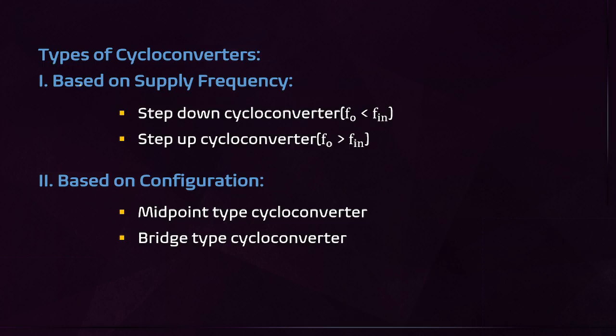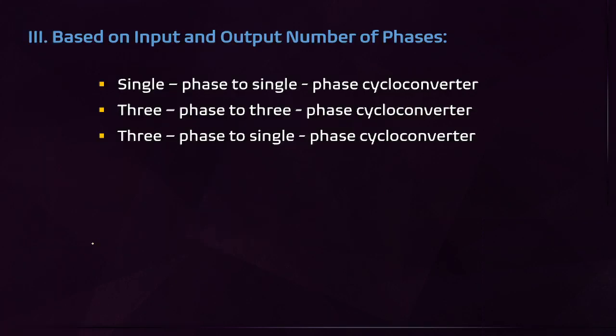Then what are the types of cycloconverters? Based on supply frequency, the cycloconverters are step down cycloconverter and step up cycloconverter. In a step down cycloconverter, the output frequency is less than the input frequency. In a step up cycloconverter, the output frequency is greater than the input frequency. Based on configuration, there are midpoint type and bridge type cycloconverters. Based on the number of input and output phases, single phase to single phase, three phase to three phase, and three phase to single phase are possible. But single phase to three phase does not exist.